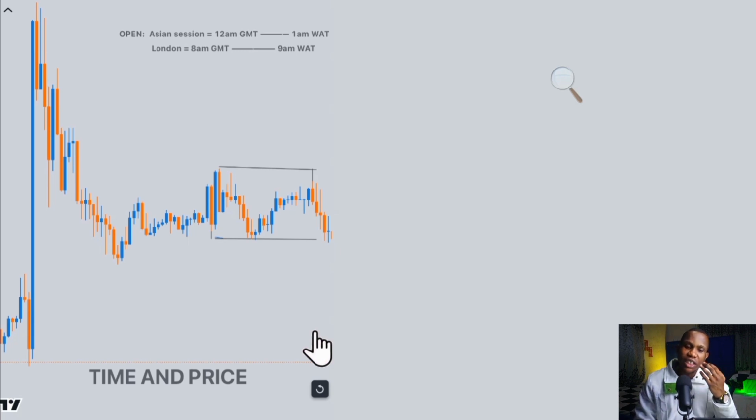So for our strategy to actually work, the question you ask yourself is, which time should you trade this strategy? Remember, our Asian open, the opening of the day, is the Asian session, which is 12 a.m. GMT, which is 1 a.m. West African time, which is Nigerian time. So Nigerian traders will use this. Ghanaians, Togo, West African countries can use this one. You can reconvert whatever I'm saying here to your definite time period.